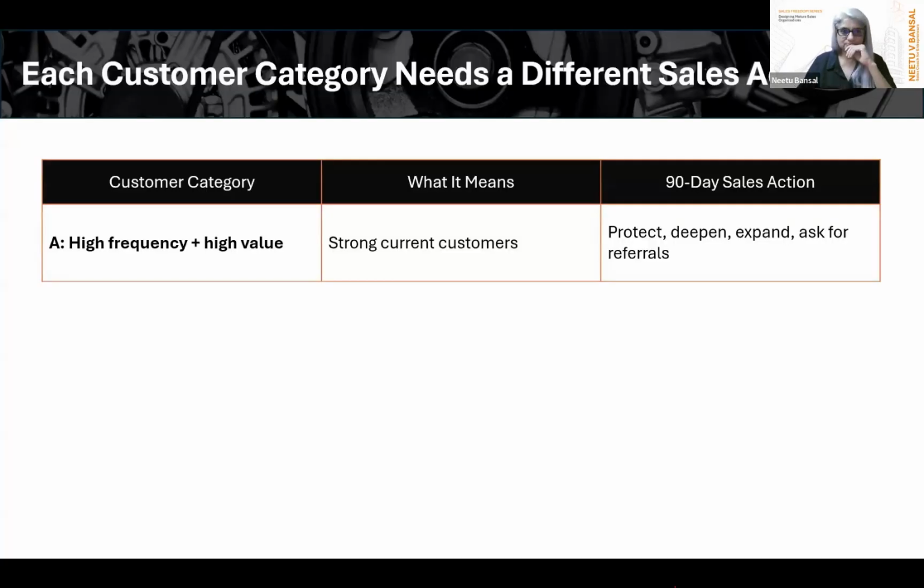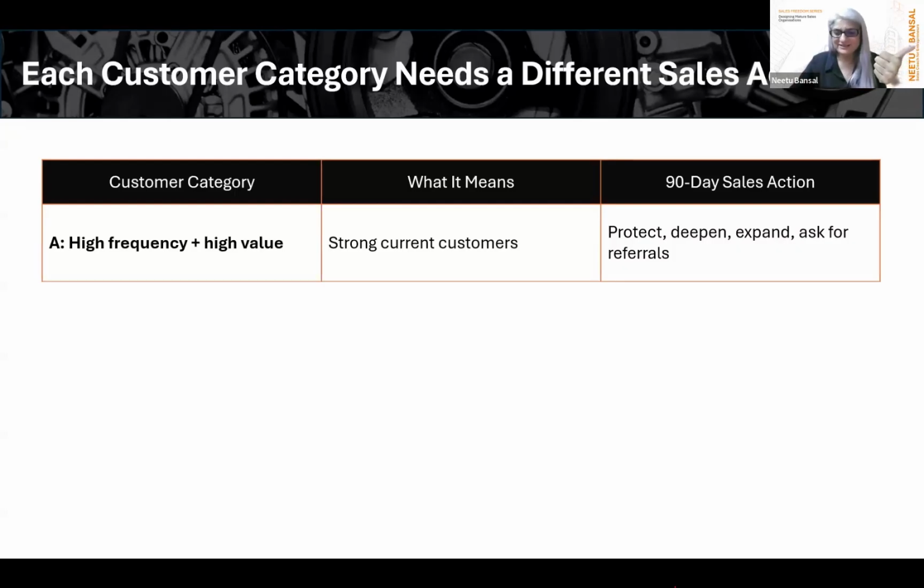Okay, now look at why do we need this? Because when you look at each category, उनका जो sales strategy है, your next 90 days action will also change. So when you have a category A customer, and we are assuming that these are very strong current customers, they are profitable for you, the effort is equal to the value that they are providing. Okay, so what is your strategy for them? You will protect this. Why? Because competitors are also targeting the same account. So you should have a defensive strategy यहाँ पे.